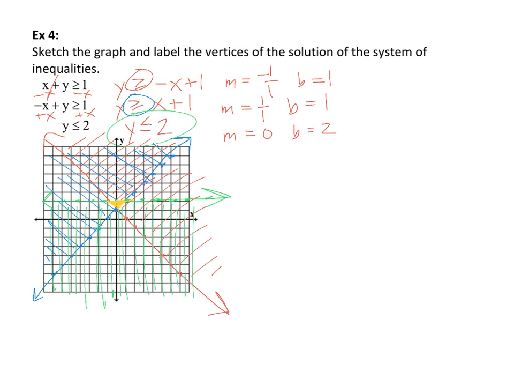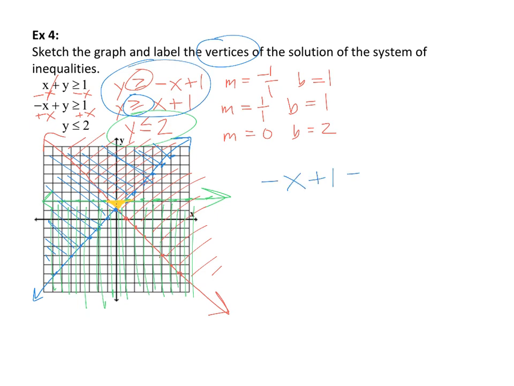Okay, so that represents your solution to the system, but they want you to find the vertices in this problem. So a bit more work is required. To find the vertices, you just have to set every two equations equal to each other. So I'm going to set these equal to each other now.